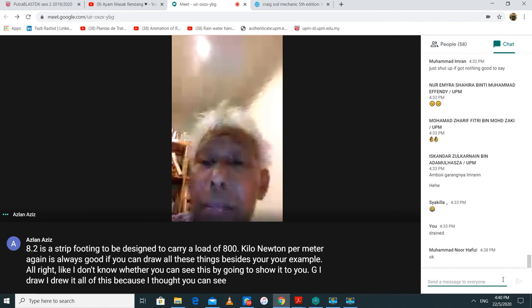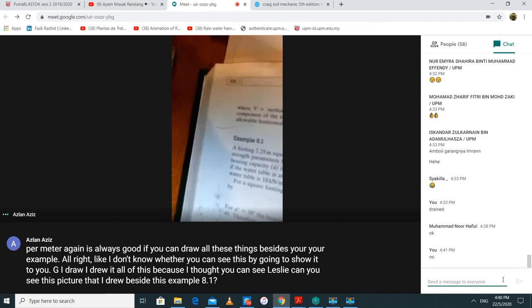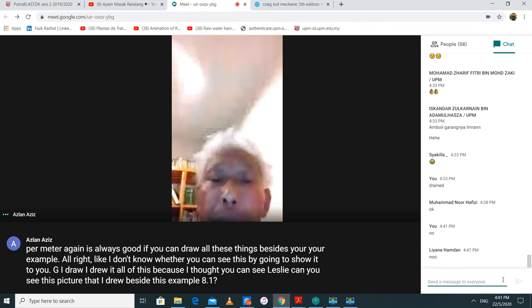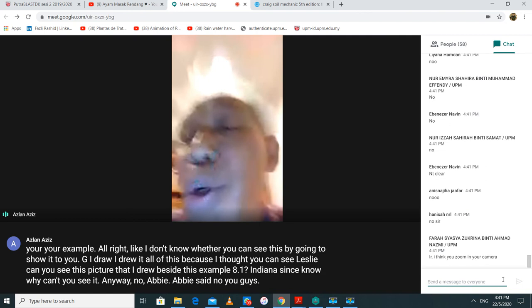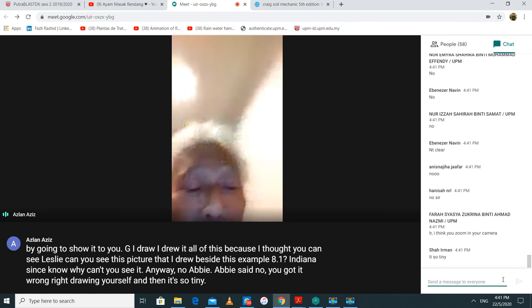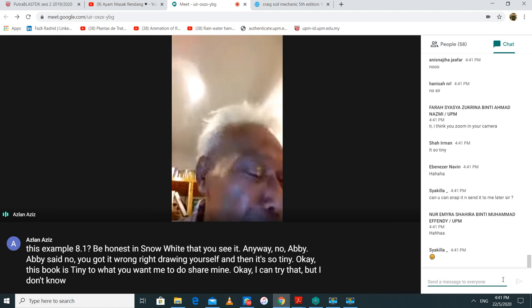Azli, can you see this picture that I drew beside this example 8.1? Diana says no. Why can't you see it? Abby says no. Isa says no. Okay. So draw it yourself, and then it's so tiny. Okay, this book is tiny too. What do you want me to do, Shireman? Okay, I can try that. But I don't know whether you can see it or not, right? But it's always better that you do it yourself.